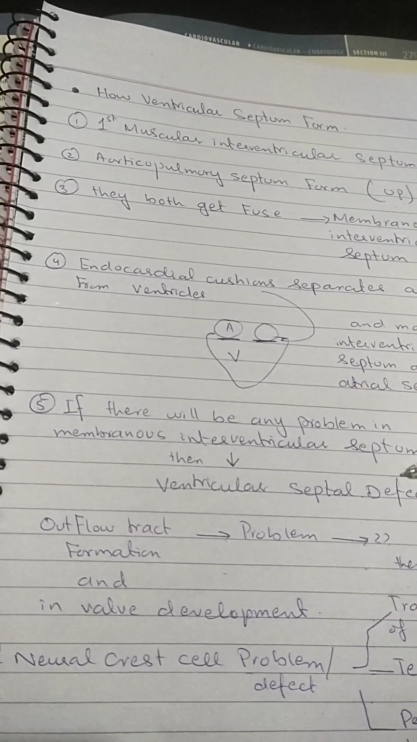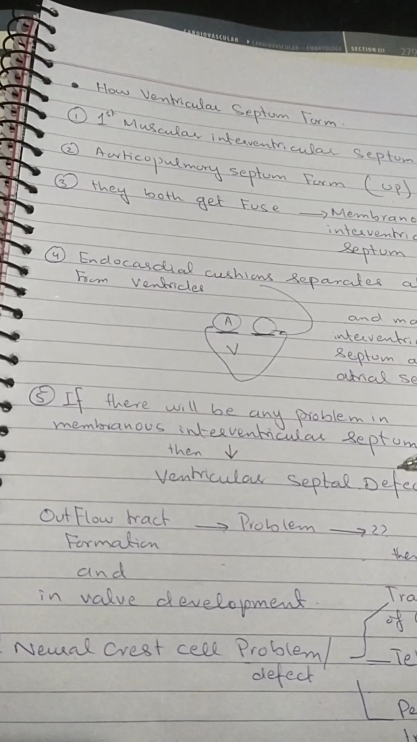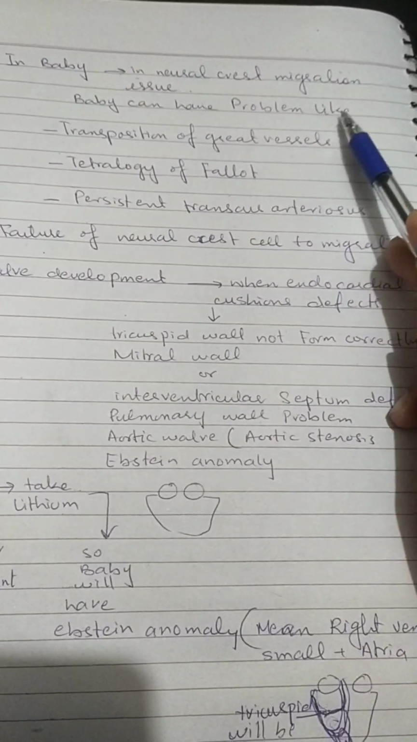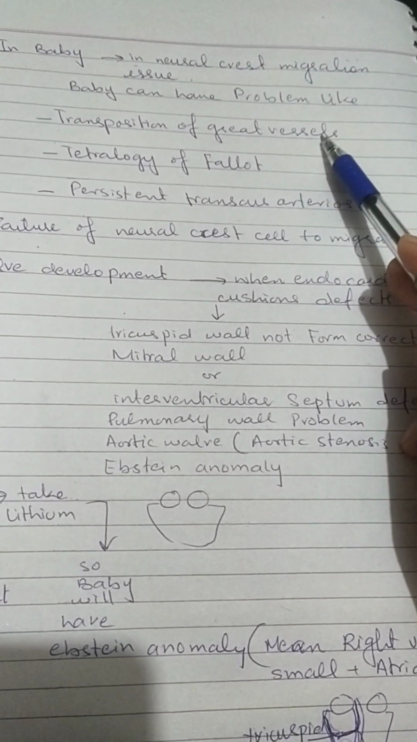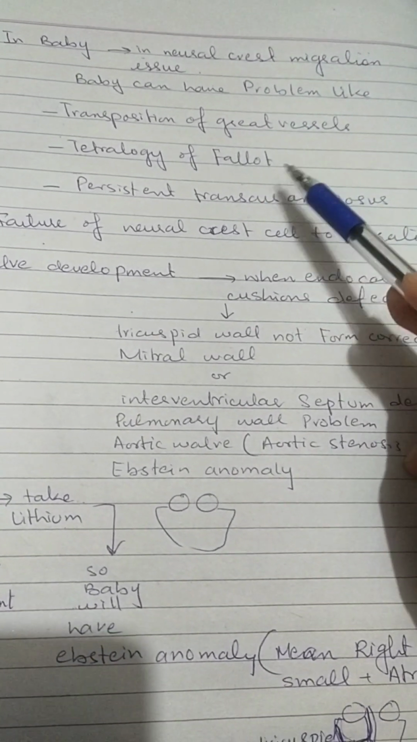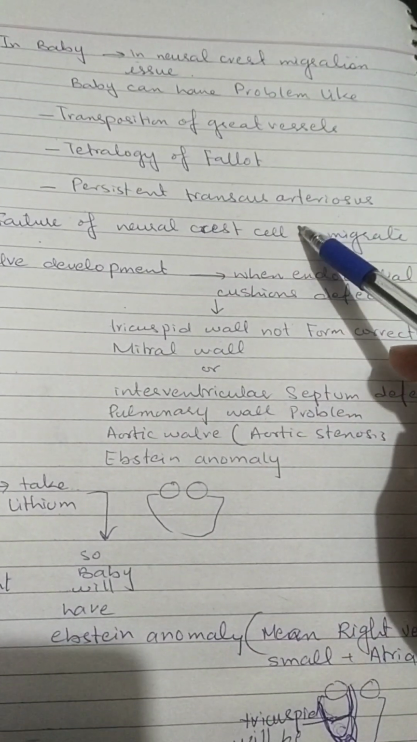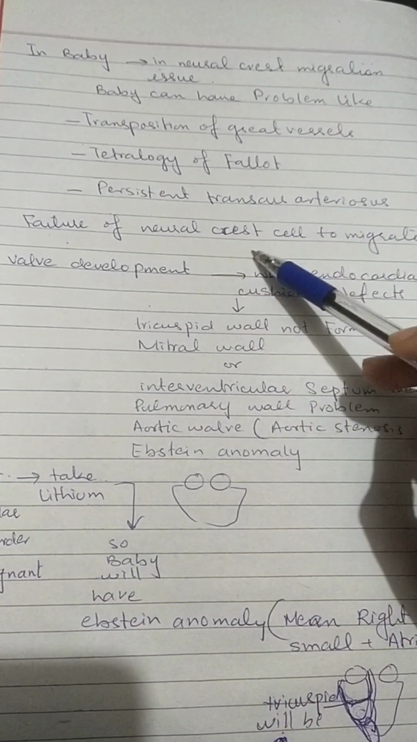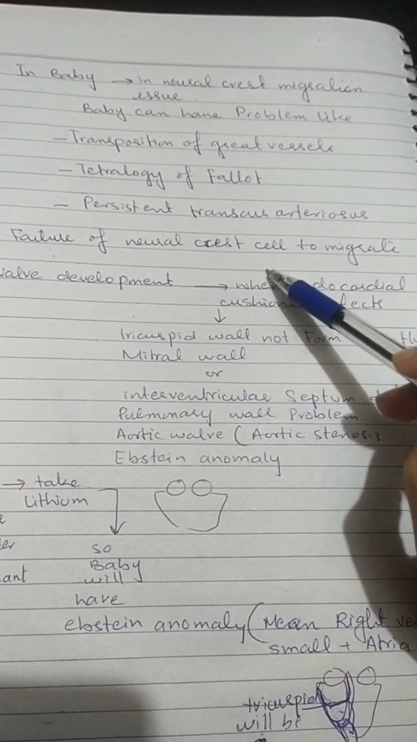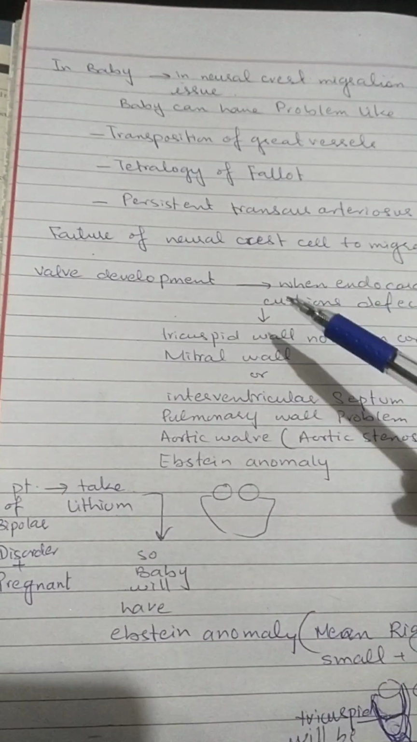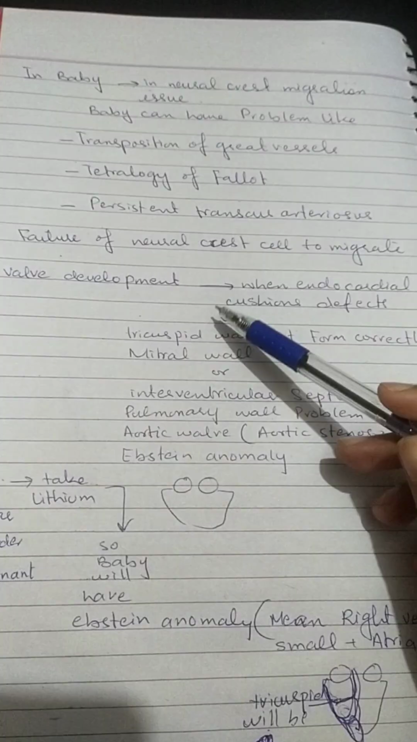Okay, the next topic is outflow tract formation and wall development. With a migration issue, the baby can have problems like transposition of the great vessels, tetralogy of Fallot, and persistent truncus arteriosus. This is due to the failure of neural crest cells to migrate. After that we have the valve development topic.